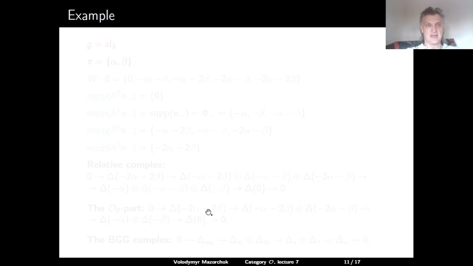So let's consider the SL3 example. In this example, the basis of the root system consists of alpha and beta. And the dot orbit of 0 consists of the weights 0, minus alpha, minus beta, minus alpha minus 2 beta, minus 2 alpha minus beta, and minus 2 alpha minus 2 beta.